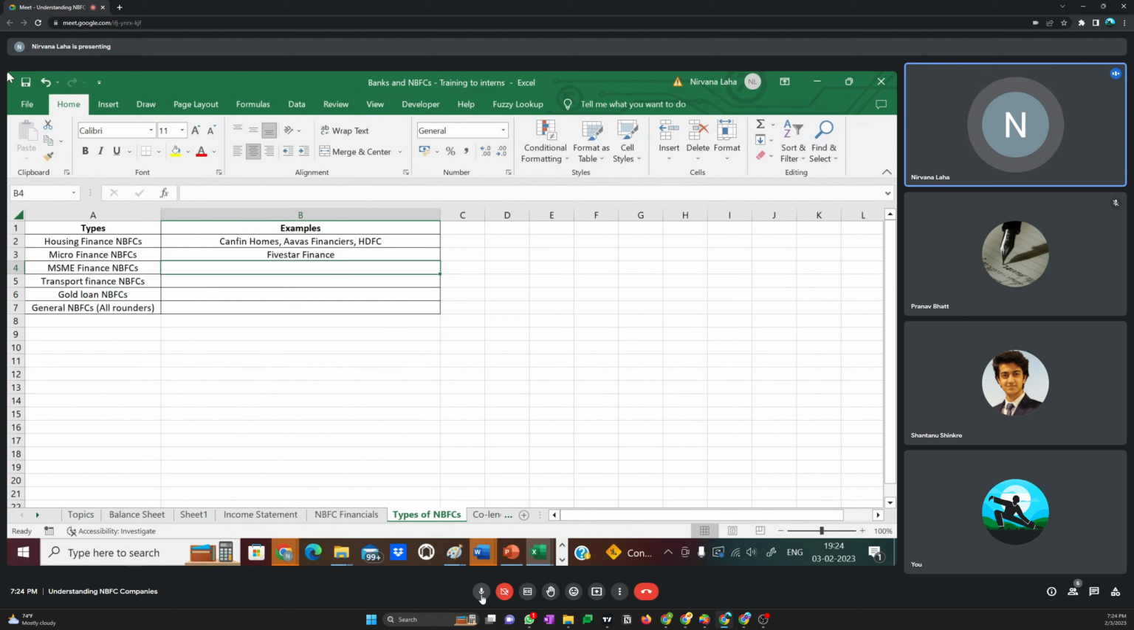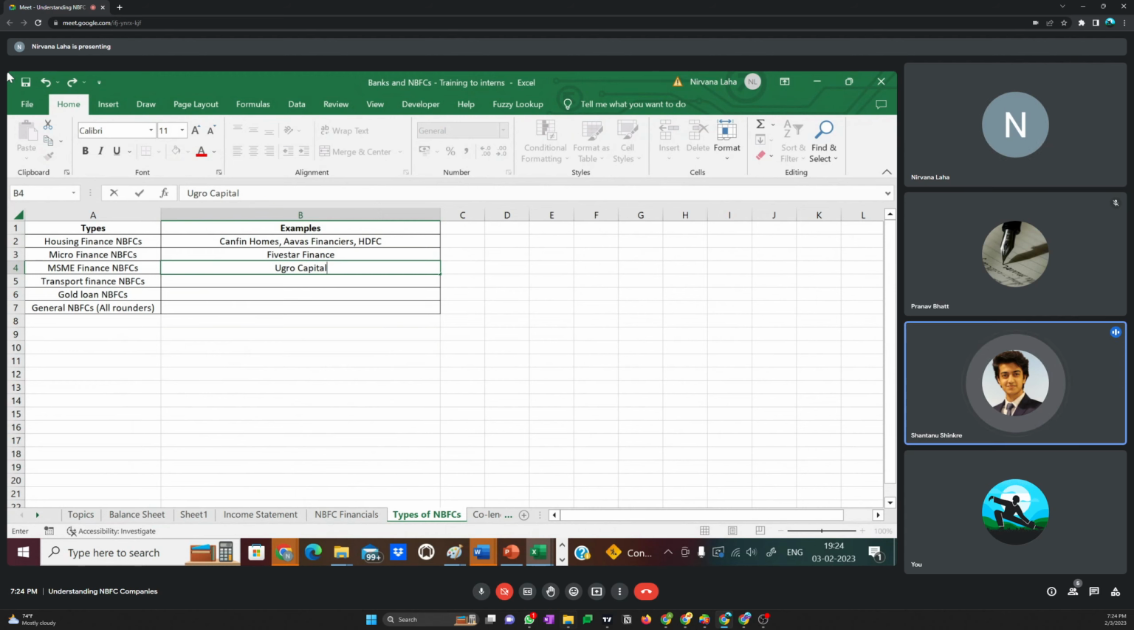In MSME finance, I am invested in this company called Ugro Capital. Okay, does anyone know the full form of MSME? Medium small business. Micro, small and medium enterprises, correct.